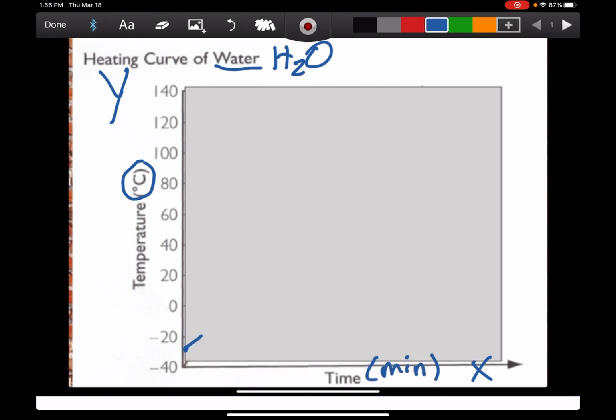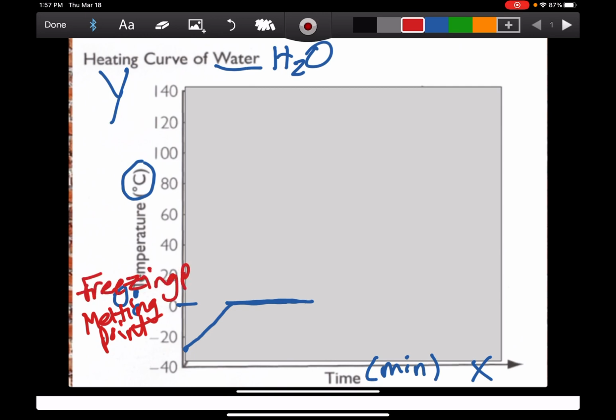On this particular curve, I'm going to pretend that I am starting at about -30. Throughout the time that I am heating, as I plot the temperature, my curve continues to go up, up, up, and up. Then right around 0 degrees Celsius, my curve begins to flatten out, or have a plateau. This flat place is 0 degrees. This is considered the melting point, also the freezing point of water. Water freezes at 0 degrees C, 32 Fahrenheit.